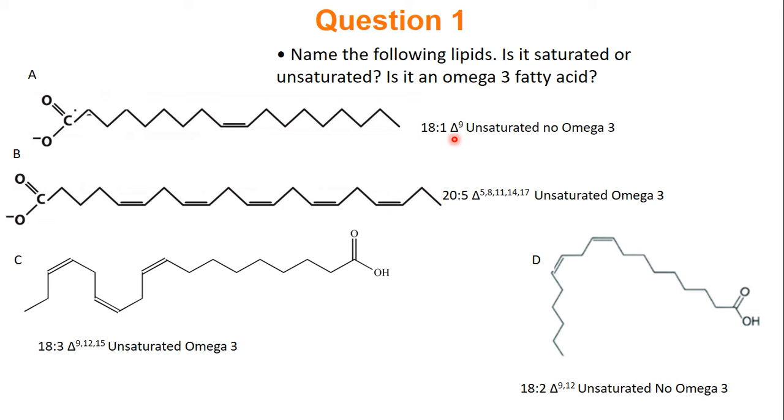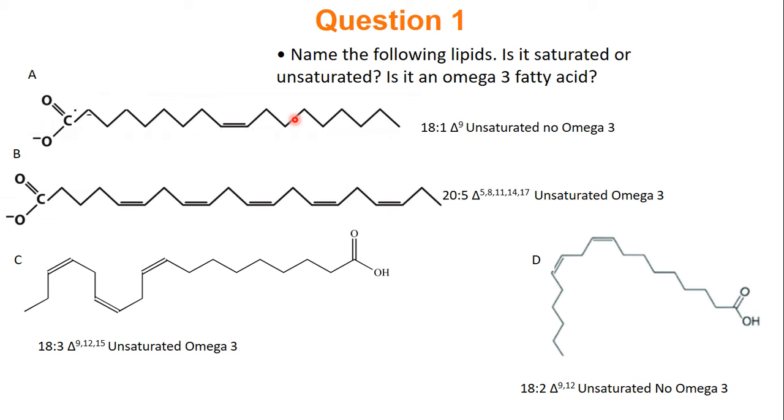For saturated and unsaturated, if you have any double bonds, you are unsaturated. Saturated means basically you have all the hydrogens that you could on your carbon. So if you have any double bonds, you're unsaturated.